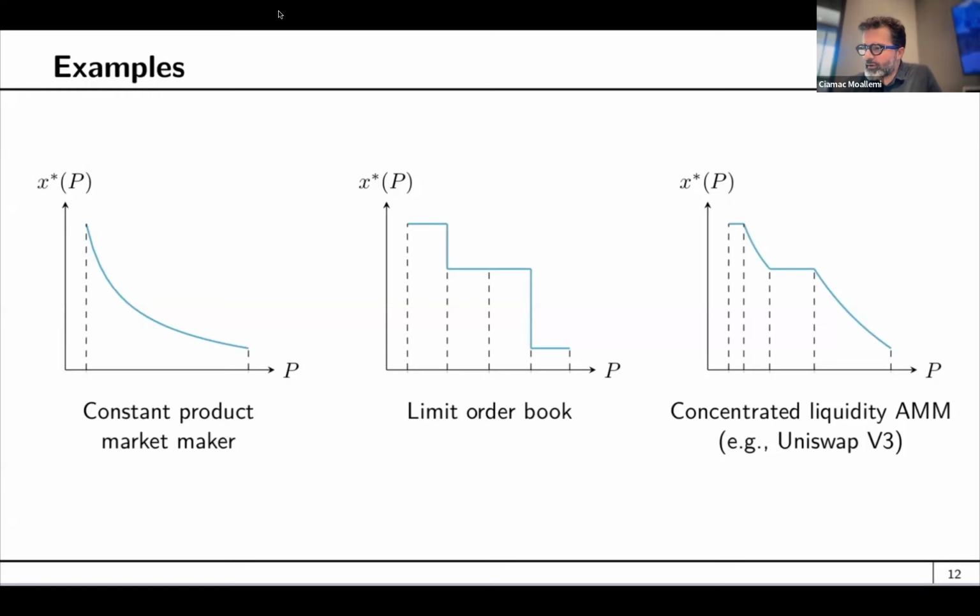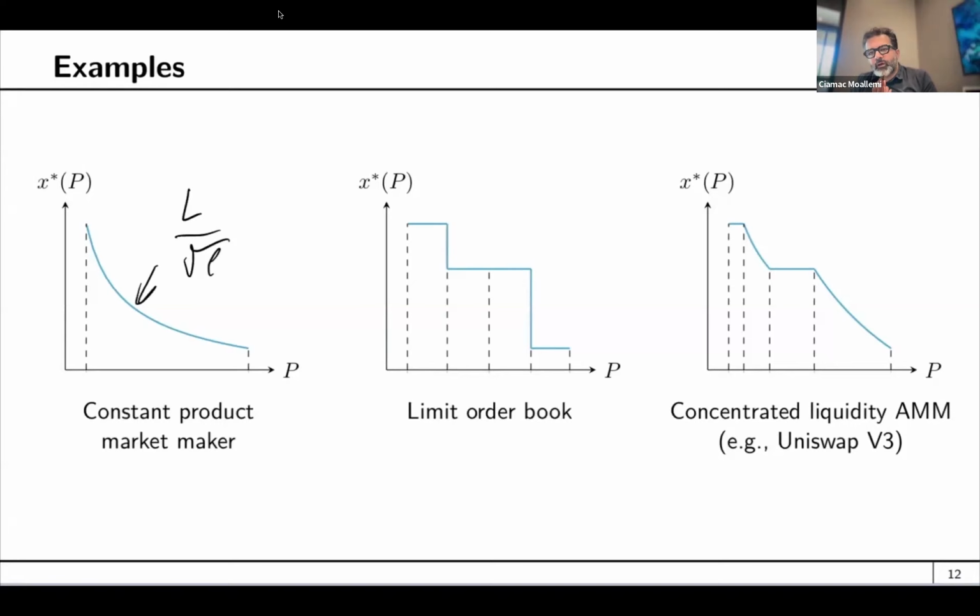So before we had an object which looked like L over square root of P. This was the constant product market maker. But we can imagine other things. We can imagine a limit order book. So what is a limit order book? That's the object Jason described at the very beginning.